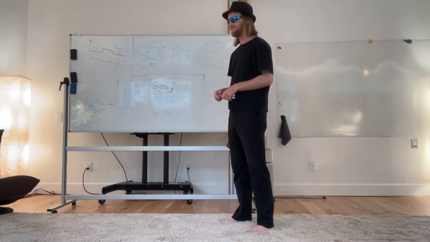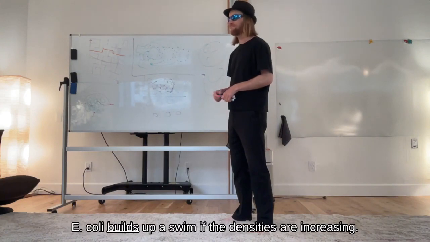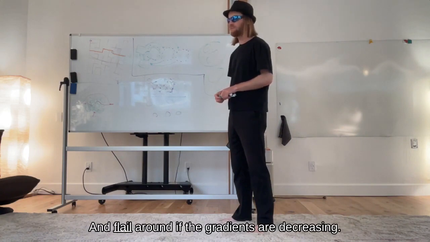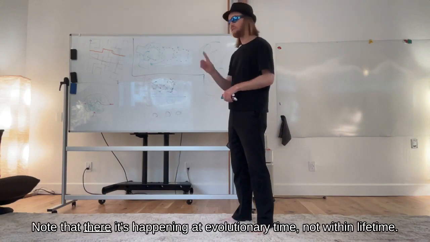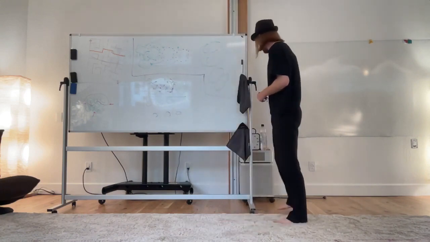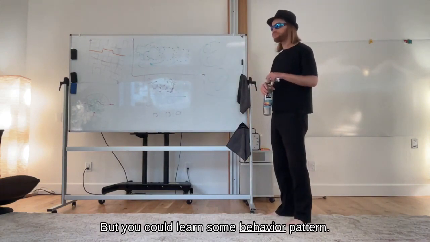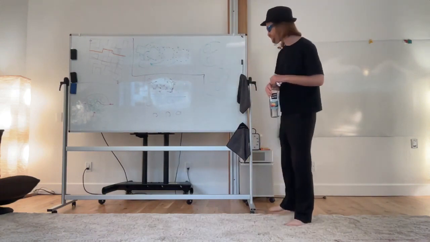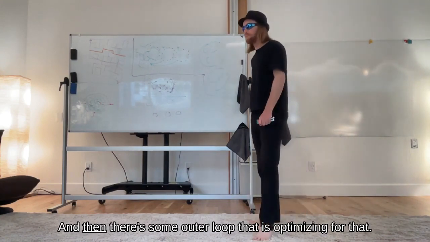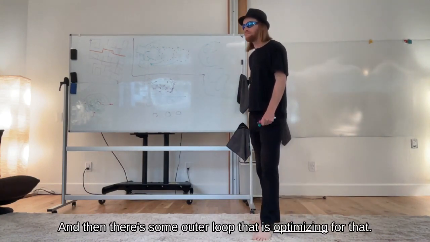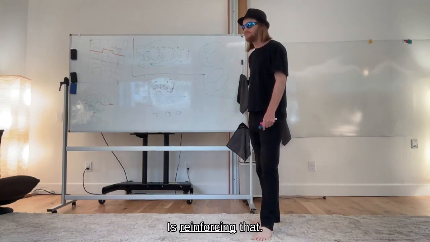Like E. coli is swimming, E. coli builds up a swim if the gradients, the densities, are increasing, and flails around if the gradients are decreasing. Note that there it's happening at evolutionary time, not within lifetime. But you could learn some behavior pattern, and then there's some outer loop that is optimizing for that, is reinforcing that.